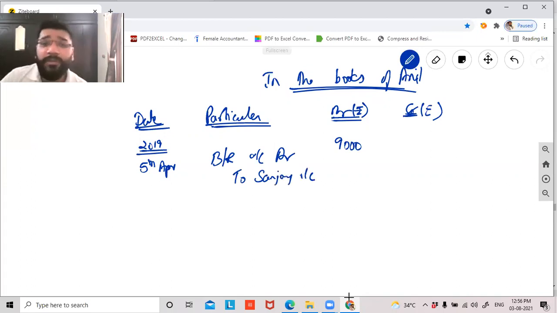Guys, you're receiving a 9,000 worth bill, and this money is not your money to enjoy for a lifetime. You have to repay this money back in future to Sanjay. Sanjay has temporarily helped Anil. Anil was in need of money, so Sanjay gave a bill so that Anil can discount it from the bank and fulfill whatever commitment he has for that 3 months period. For that, Sanjay has helped. So Anil has the obligation to repay this money back to Sanjay. That's why we created a liability for Sanjay.